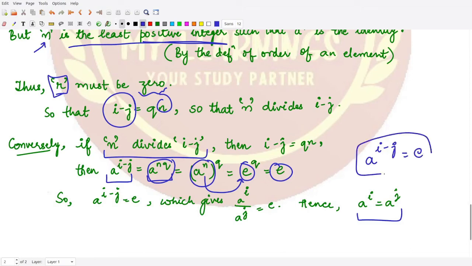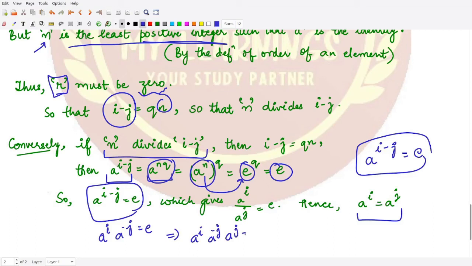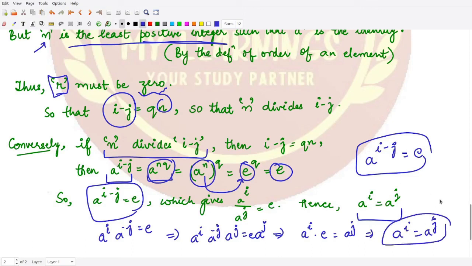So we may solve this expression and simplify it, we may write this as a to the power i, a to the power minus j is equal to e. So we may multiply both sides with a to the power j, right? So that we have e into a to the power j. So this thing is a to the power i into e is equal to a to the power j. So we have a to the power i is equal to a to the power j. So this is the proof of this theorem. So I hope you understood this one.